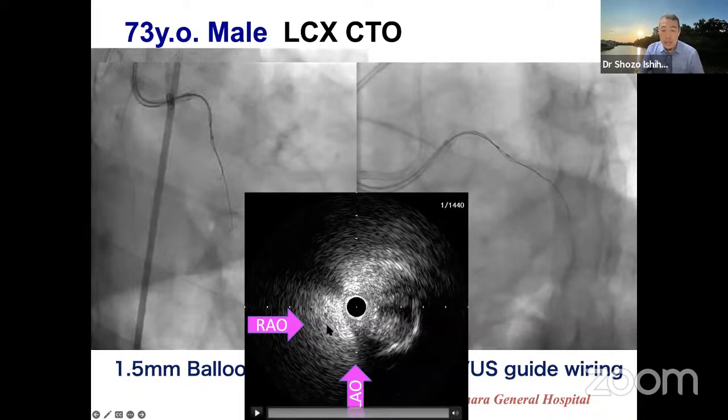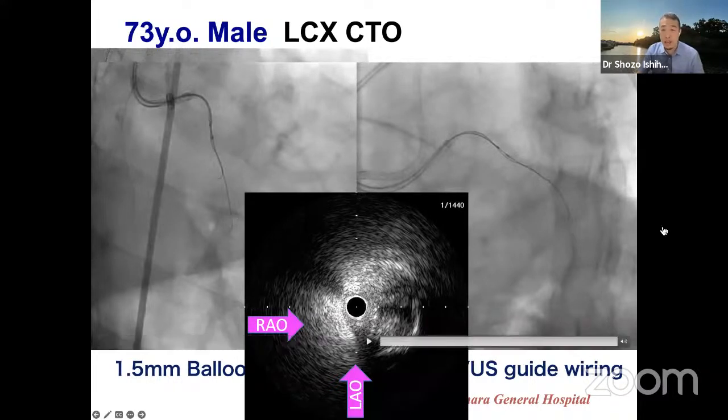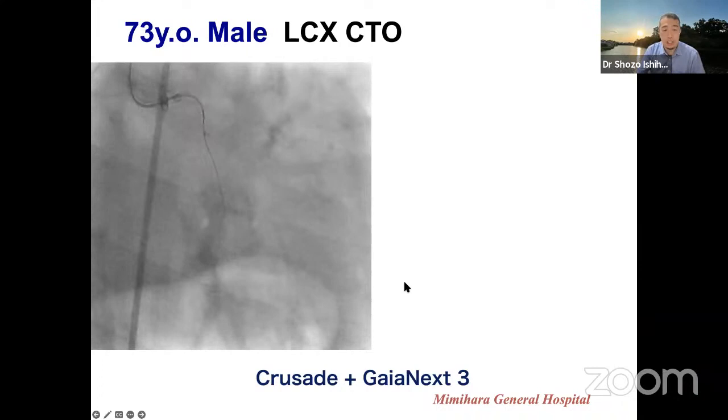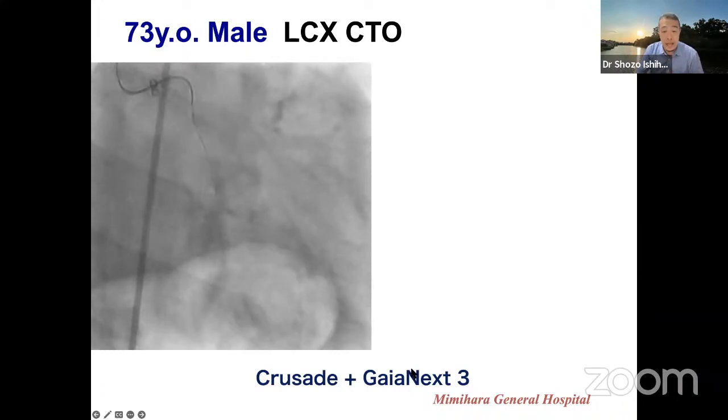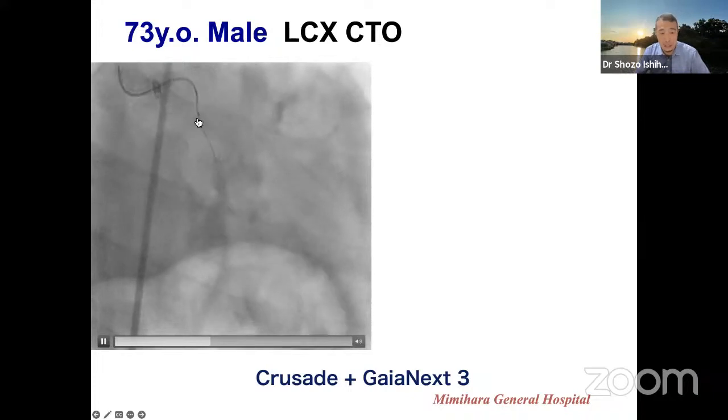So we can understand from the RAO view that the true lumen is this one. This true lumen is on the right side of the IVUS. And also from the LAO view, the true lumen is on the right side of the IVUS. On both sides, the true lumen is on the right side. With this information, I advanced the Gaia Next 3 wire again, intentionally toward the right side of the IVUS like this.